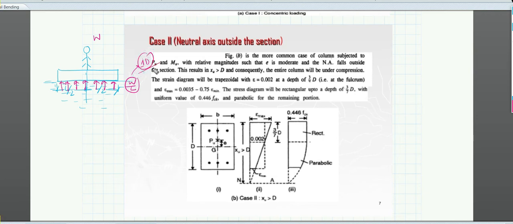Suppose only one dimension I'm considering, the breadth I'm not considering. So it will be perfectly rectangular. The stress will be W by L, the total load divided by the length, right?